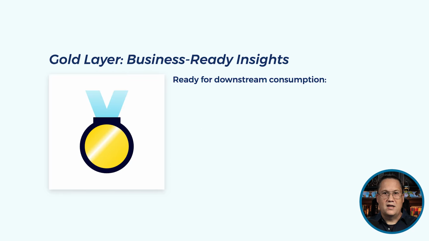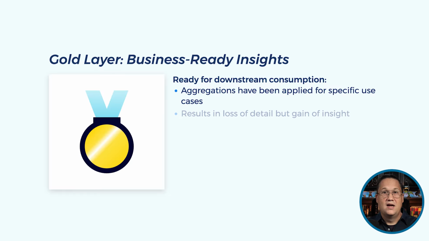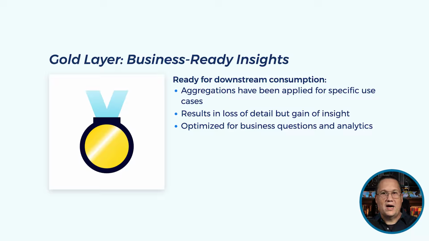The gold layer is where data becomes business ready for consumption. This is where aggregations have been applied for specific business cases. The fundamental trade-off here is that we're accepting a loss of detail in exchange for insight and usability. Gold data is optimized for the specific business questions that analysts and stakeholders need to answer.